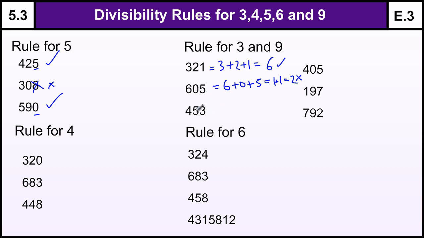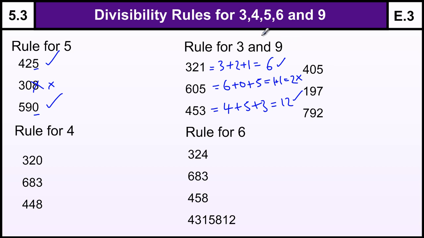This one, 4 plus 5 plus 3 gives us 9, 10, 11, 12. Now I know 12 is in the 3 times table. If I wasn't sure, I could do 1 plus 2, which is 3, and that is definitely in the 3 times table. So that works for those. And 9 is very similar.